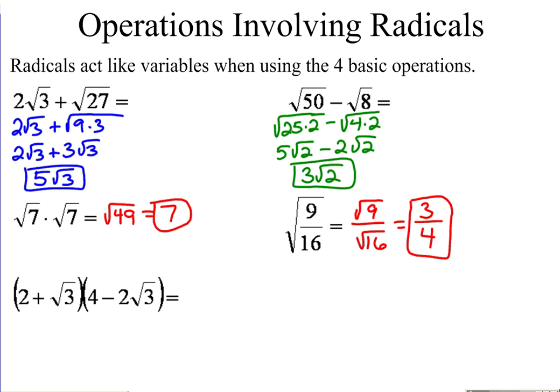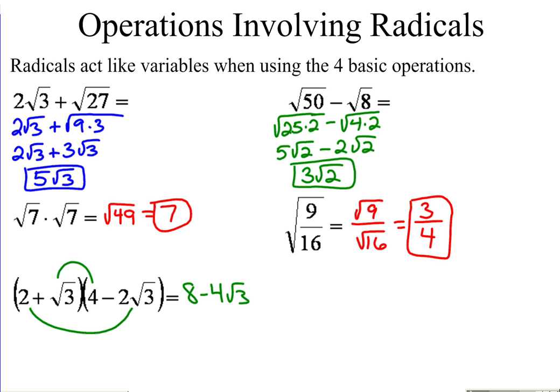Okay, last one here is a FOIL situation. To FOIL these two binomials together, follow your FOIL acronym. First, 2 times 4 is 8. Outer, 2 times negative 2 root 3, and this is where you need to be careful. Do not mix stuff inside a radical with stuff outside. So I can take the 2 and multiply it by 2 to get 4 times root 3. So we have minus 4 root 3.